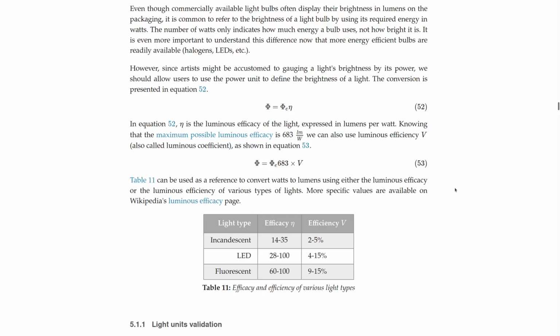We've got another table here used as reference to convert watts to lumens using either luminous efficacy or the luminous efficiency of various types of lights. More specific values are available on the Wikipedia page. So incandescents have a relatively low efficiency, so a small amount of the power is actually released as luminous energy. Yeah, so it's power in versus power out is relatively low. LED is higher, and fluorescent kind of similar ranges.